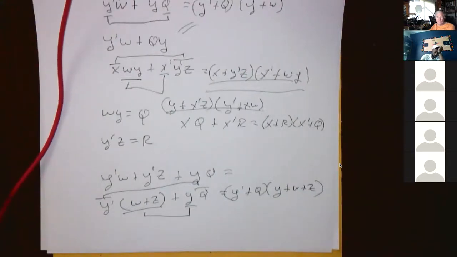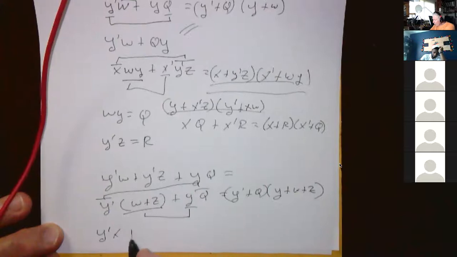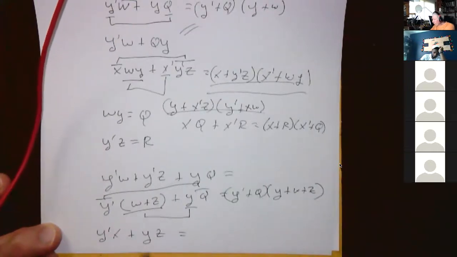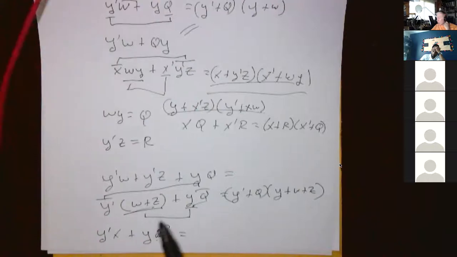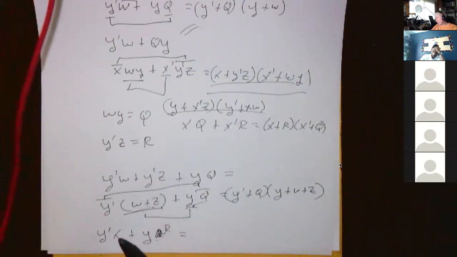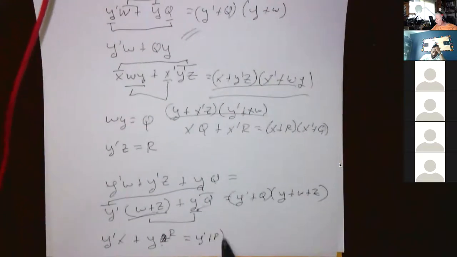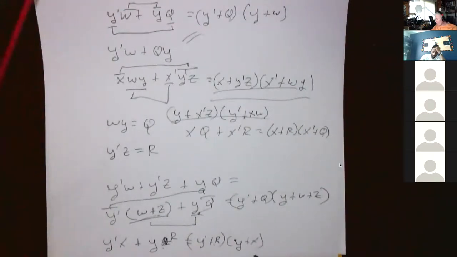Does that make sense? I'm still absorbing it. It kind of does, but I just need to look at it a little bit more. Well, remember, it's just the same as y prime x plus yz, where x equals w plus z and z equals q. I just factored the y prime out, so y prime times w plus z. And then this quantity w plus z could just be an x, and this q could be an r. And that is just y prime x plus yr, which would equal y prime plus r quantity times y plus x. And then you substitute back in for r and x.